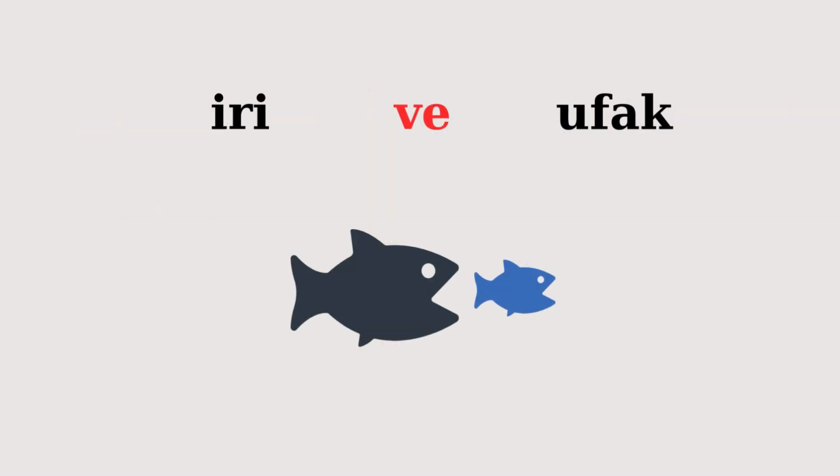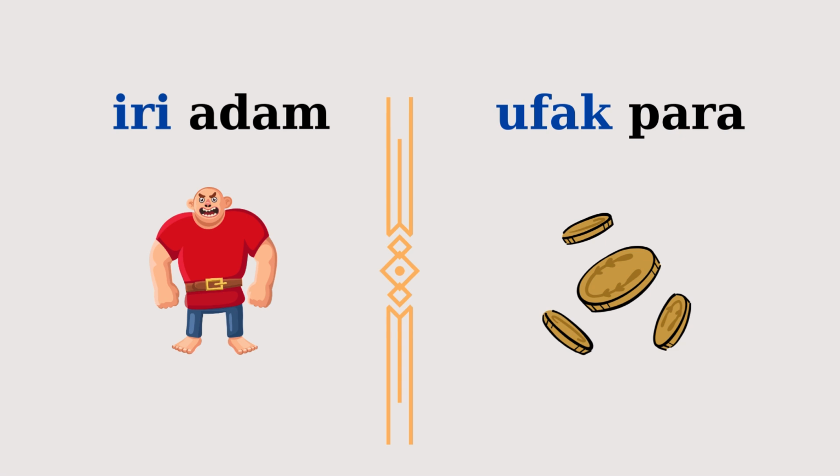Our eighth adjective set is iri ve ufak, which means big and small. If you remember, our first set was büyük ve küçük. İri ve ufak can be regarded as the equivalents of büyük ve küçük. Of course, there are some nuances, but they have similar connotations. Let's see the example phrases.